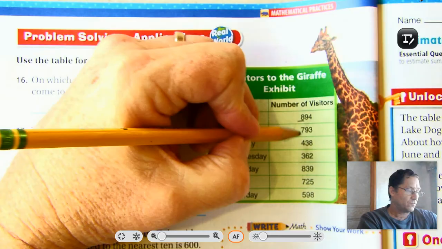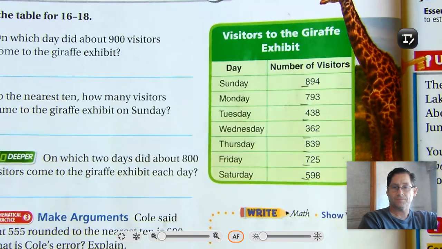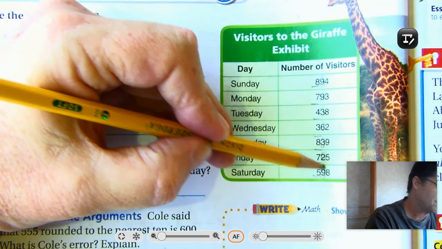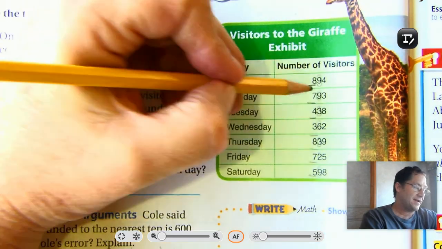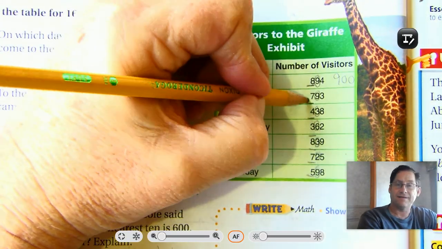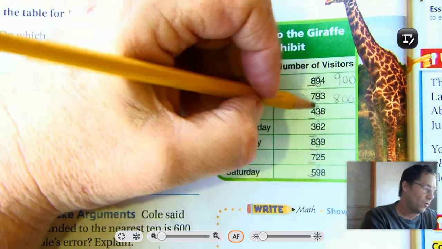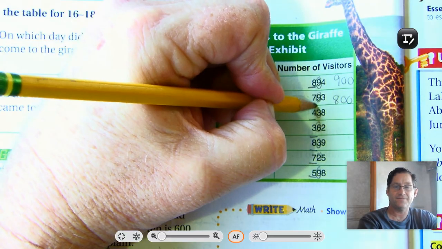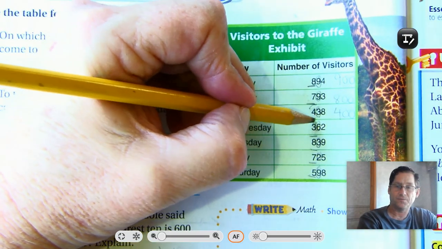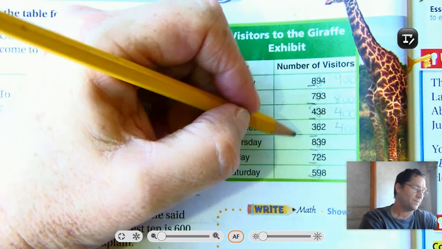So in these, we're basically looking at the hundreds place in all of these numbers. And so which of these numbers would get rounded to 900? 894, the 9 is greater than 5, so 894 gets rounded to 900. 793, the 9 is greater than 5, so 793 is 800. 438, the 3 is less than 5, so the rounding place stays the same. So this is going to be 400. 362, the 6 is greater than 5, so we're going to round the rounding place up by 1, and that one is close to 4. So 400.